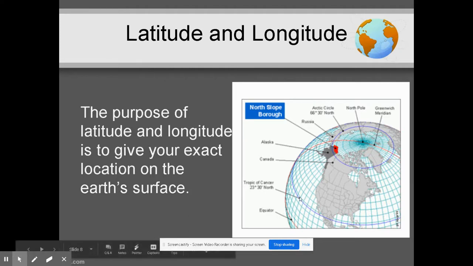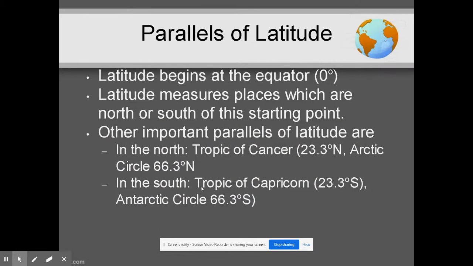The Tropic of Cancer indicates the furthest north that you can go and still have, at some point in the year, the sun directly over top of your community. Whereas the Tropic of Capricorn is as far south you can go, and still have the sun directly over top of you. And of course, the Antarctic Circle is where you're going to experience 24 hours of sunlight or 24 hours of darkness in the south.